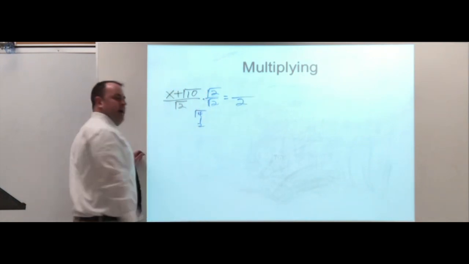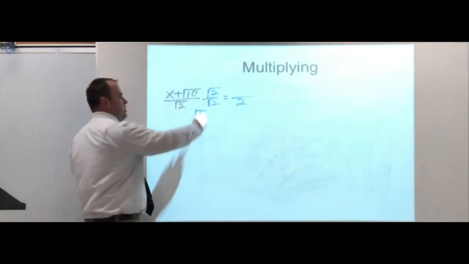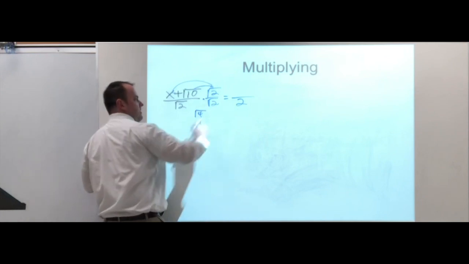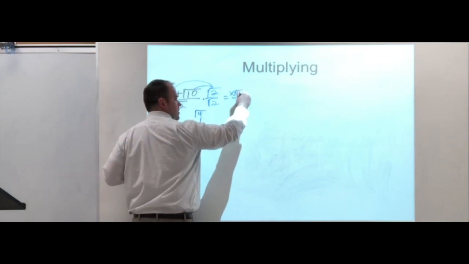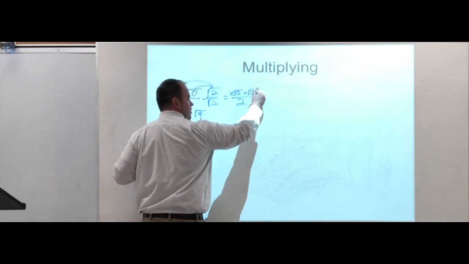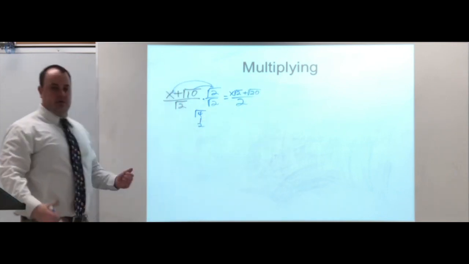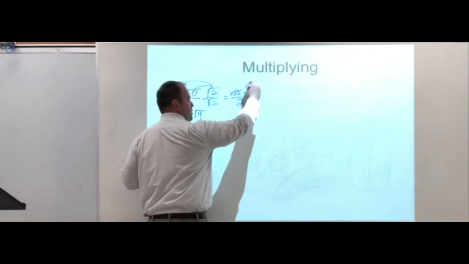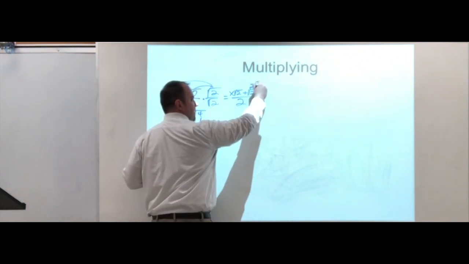And up top is when you have to do a little bit more work. Remember, you're distributing that square root of 2. So it ends up being x square root 2 plus square root 20. And you simplify what we can simplify. Square root 20 goes to 2 square root 5.